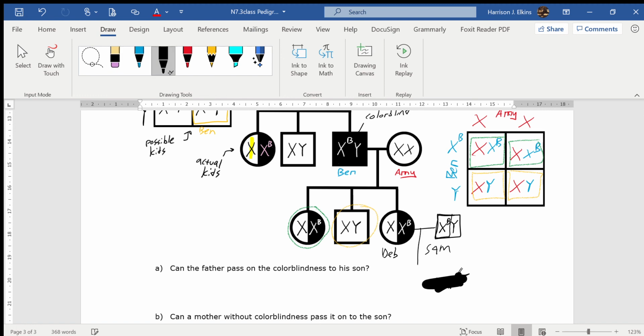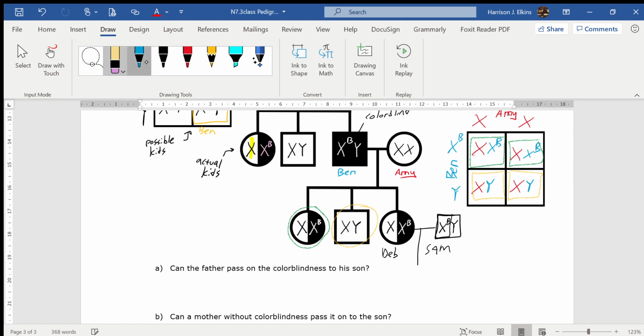if they had a daughter, that daughter could have an XB and an XB, which means she would be colorblind. But guess what? That's pretty rare. That's rare if that happens. So we hardly ever see women with these conditions. Sometimes we do, and that could be the possibility there.